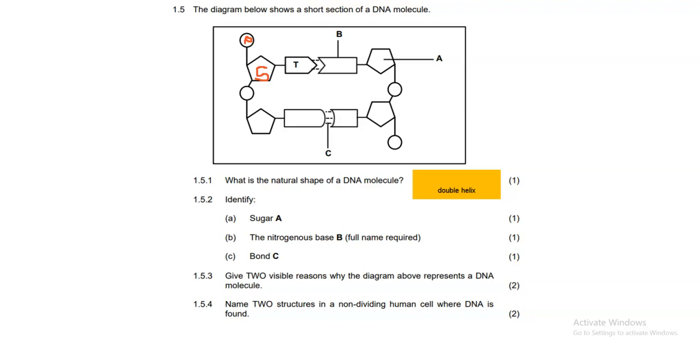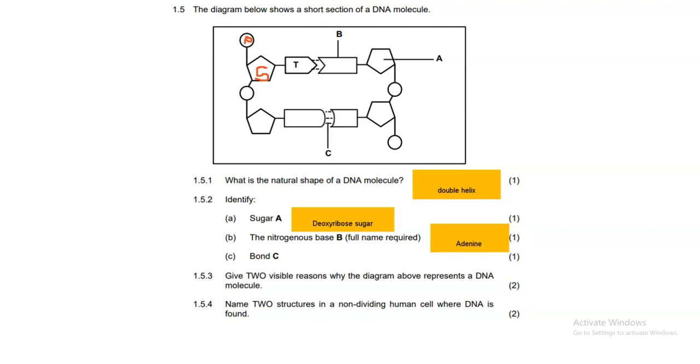Sorry for the big graph there, but it's fine. Second point, sugar A. That's sugar A there. We know that sugar A is deoxyribose sugar. Sharp. Then next question, the base B. Base B, as we showed before, is supposed to be adenine. They're also asking us to write our answers in full. So don't just write the symbol A, write in full. Just adenine.